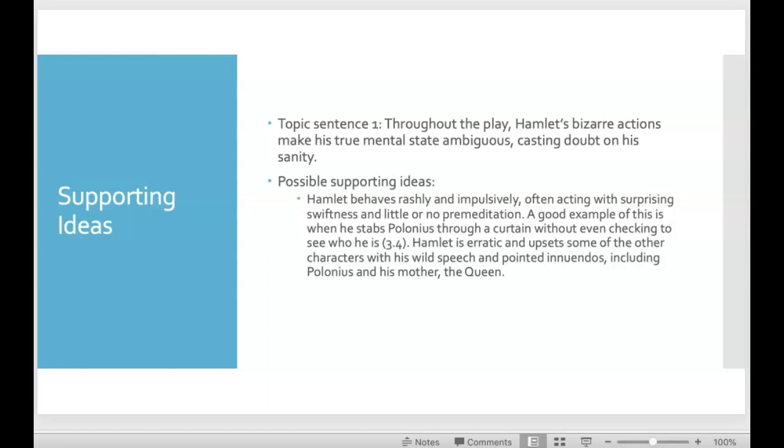The topic sentence says, "Throughout the play, Hamlet's bizarre actions make his true mental state ambiguous, casting doubt on his sanity." Here are some possible supporting ideas. Hamlet behaves rashly and impulsively, often acting with surprising swiftness and little or no premeditation. We see this when he stabs Polonius through the curtain without ever checking to see who he is. Hamlet is erratic and upsets some of the other characters with his wild speech and pointed innuendos, including Polonius and his mother, the queen.